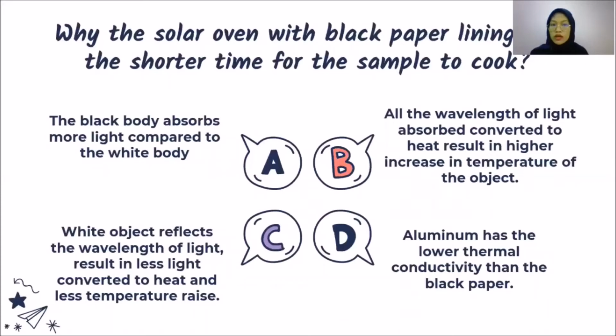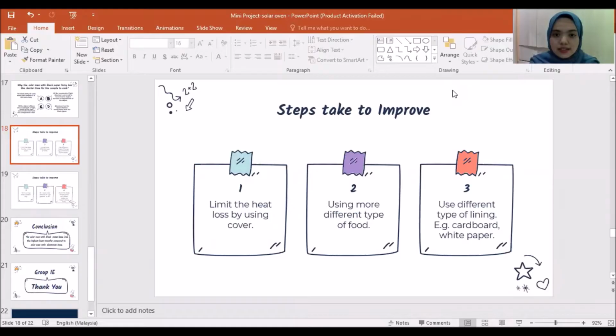So I'm going to pass to Nur Diana for the steps taken to improve and the conclusion part. Alright, thank you, Ifa. So next, I would like to proceed to the steps that can be taken to improve the operation of the solar oven. There are 6 steps that we have figured out during the experiment. So the first step is to limit the heat loss by using a cover.